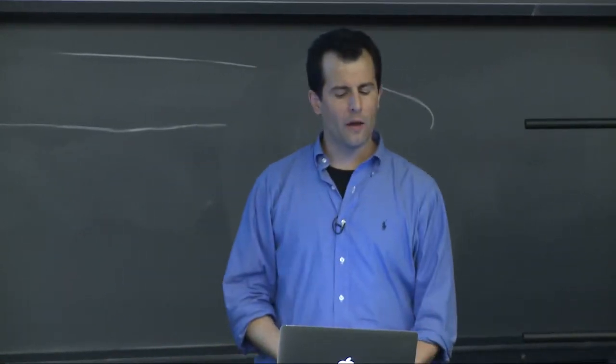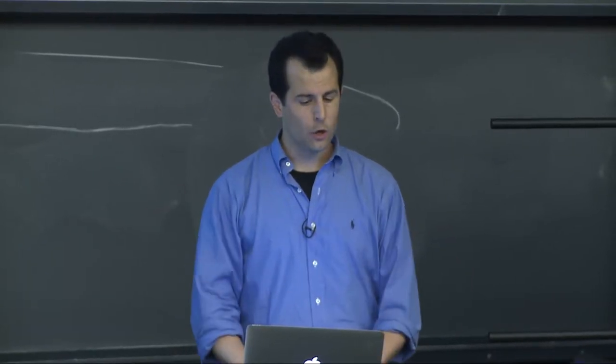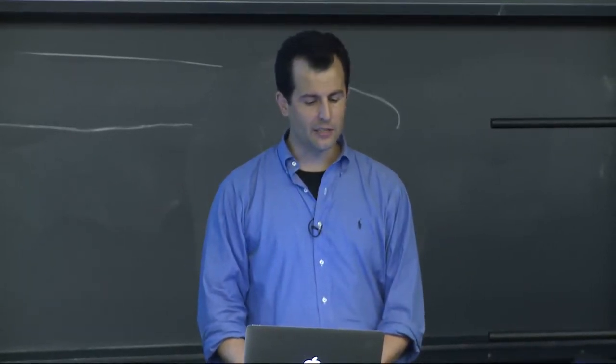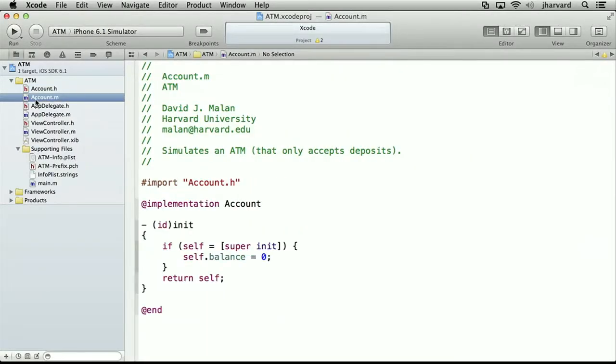So now, what more do we have to do? Well, let me jump back to the pre-baked version that looks now like this. Notice that at top left, I have the exact same code that I wrote in advance. So I have a property called balance. And I have an implementation of init.